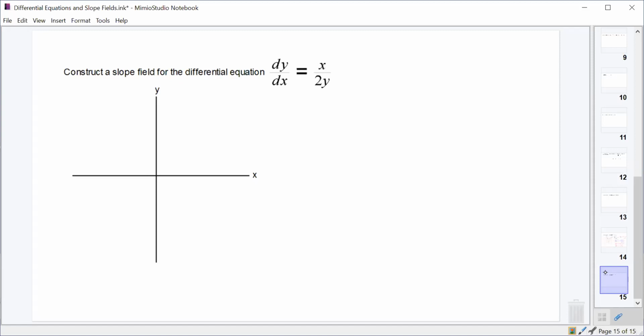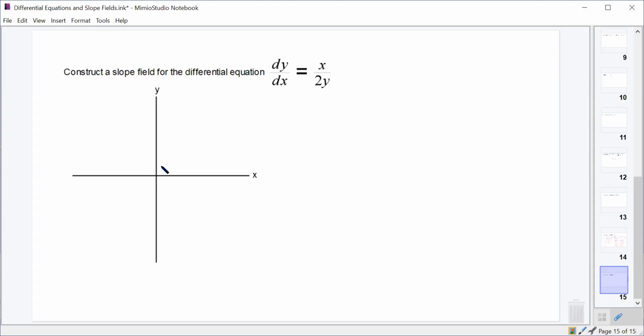Can we still use 0, 0? Sure, we can start by plugging in 0, 0. What happens if you plug in 0, 0 there? It's undefined. Yeah, you get something that is indeterminate, right? So if you end up with a derivative that is indeterminate, there will be no point on the slope field there. So at 0, 0, we will not put anything there. So then what?